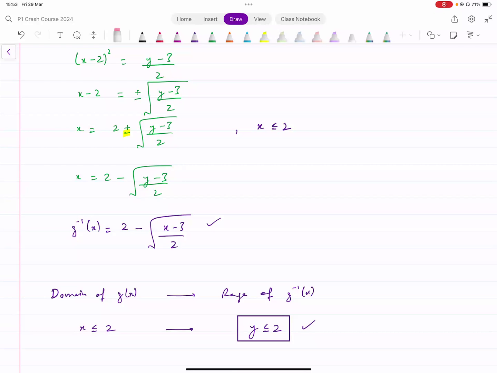Okay, so tomorrow then we are going to be doing composite functions. We'll discuss how to find composite functions, and also how to find the domain and range of composite functions. There are some properties that you need to know about those two things. That is what we will be discussing tomorrow, inshallah.